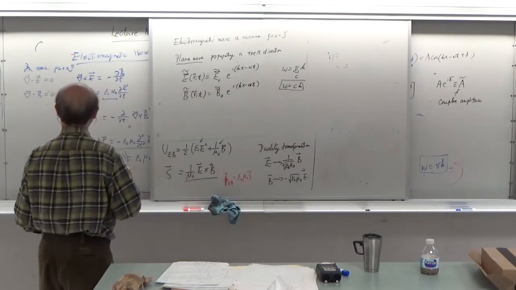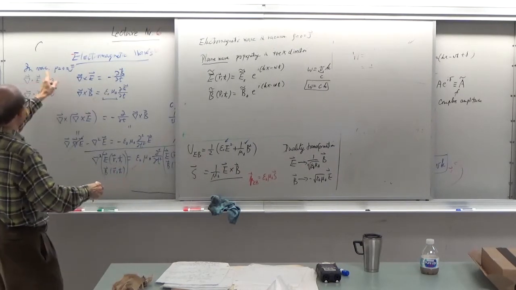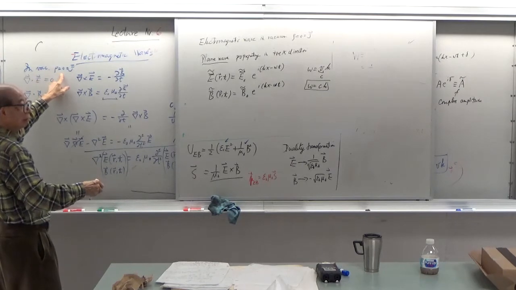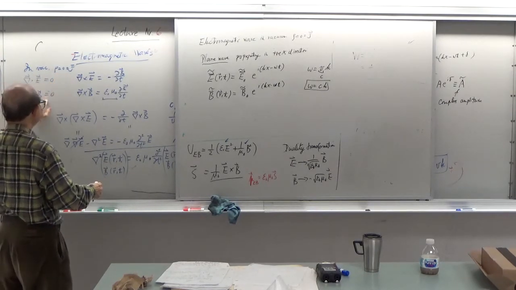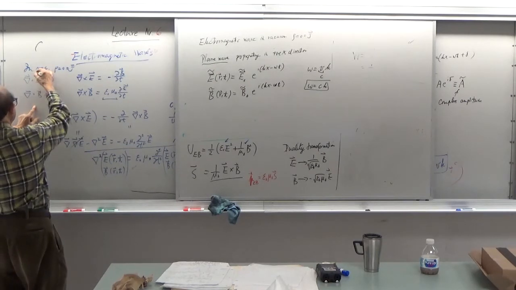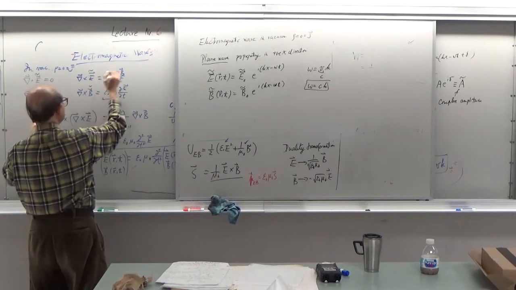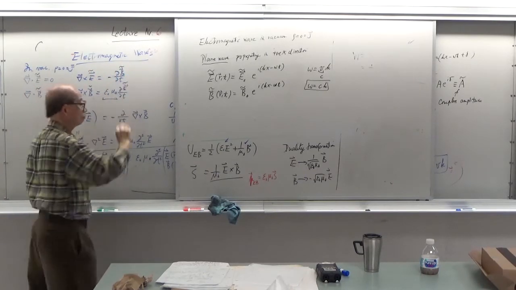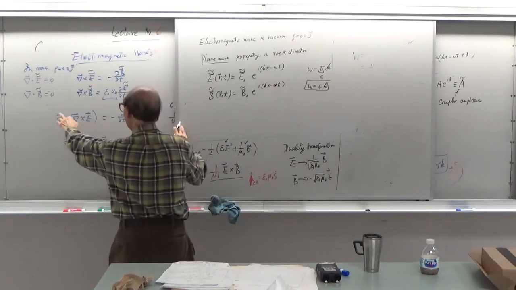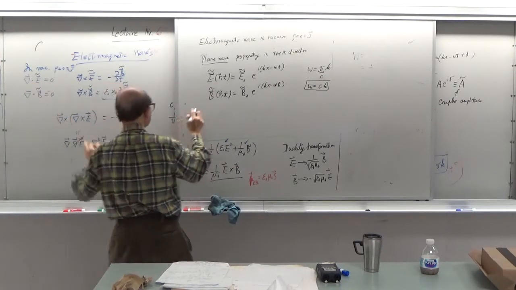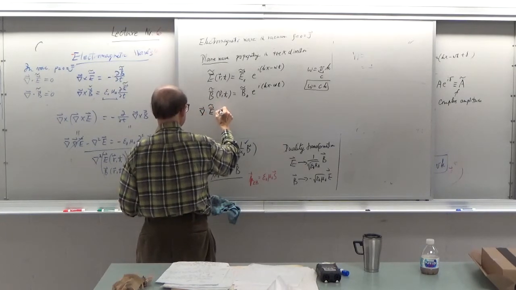Now let's go back to the original Maxwell's equations for the case of vacuum with no currents, no charge density, this, and complexify these equations. In that case, we are told that divergence of E is 0.